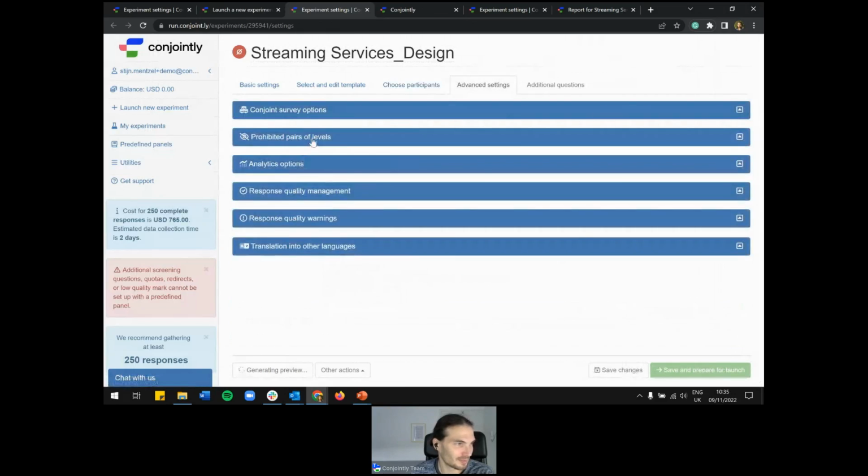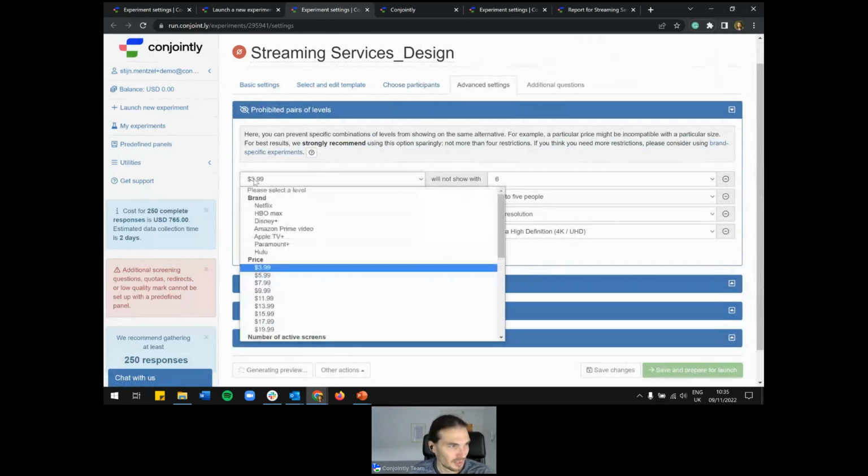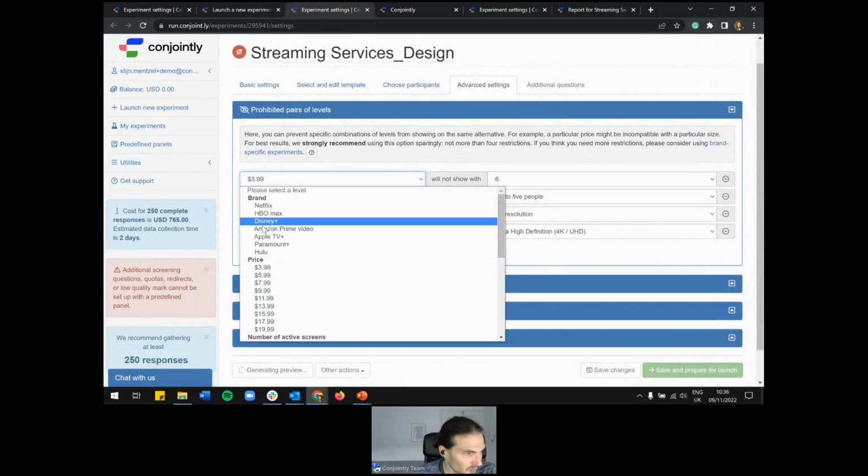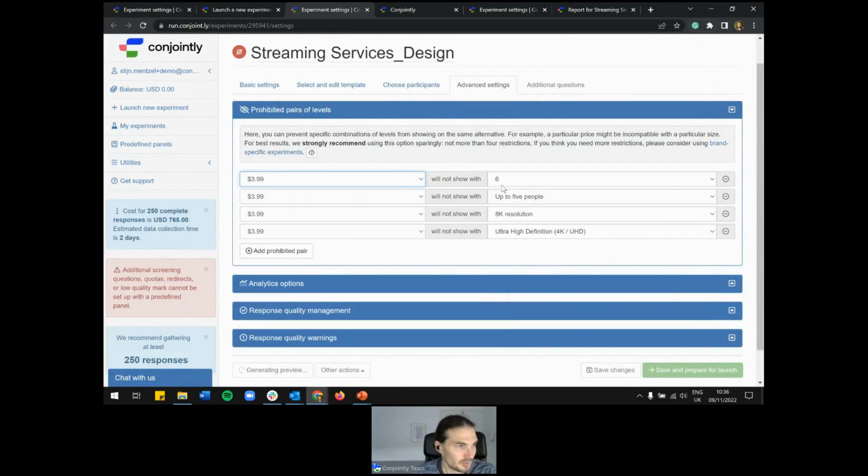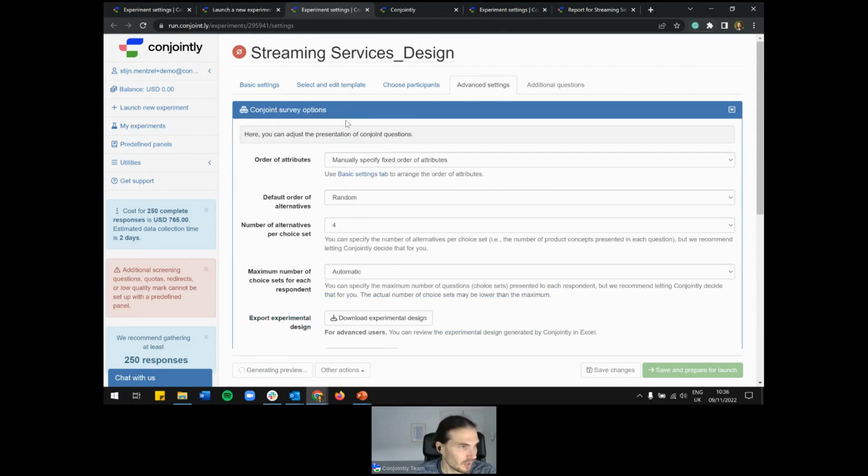The advanced settings, remember prohibited pairs. So the cheapest option, $3.99, should not be shown with 6 screens, 5 people, and so on. You can also adjust how many alternatives are being shown per choice set. And so do you show 3 options next to each other, 4, 5, and so on. I think 5 is the max, yes.